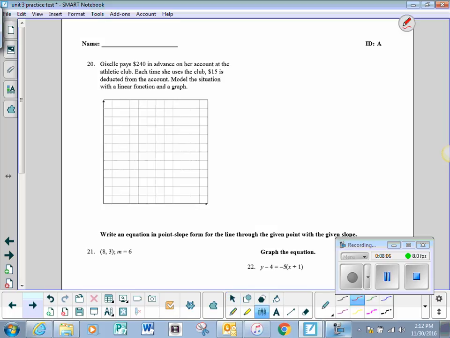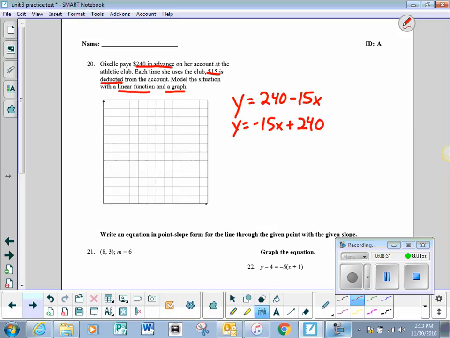Giselle pays $240 in advance on her account. Each time she uses the club, $15 is deducted. So we need to model the situation with a function and a graph. Well, what is y equal? Well, it's $240 minus $15 every time she uses the club if x equals the number of club visits. Some of you also had negative 15x plus 240.